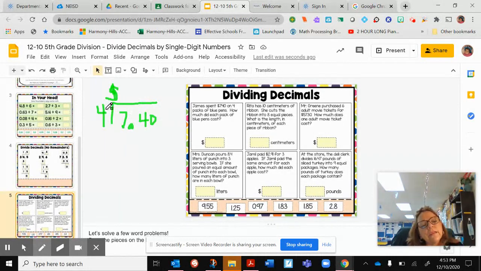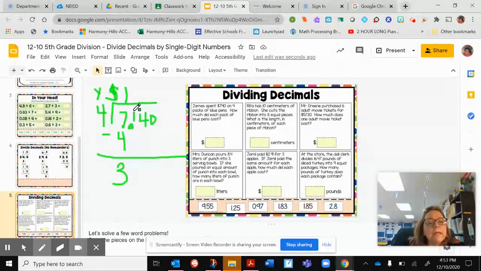I have 7. One of those are 1 in each group, because 1 times 4 equals 4. And I can subtract that out. And that gives me 3. I'm going to bring up my decimal here and bring down my 4. Now I have 34. Okay, so I'm going to have to think about it.